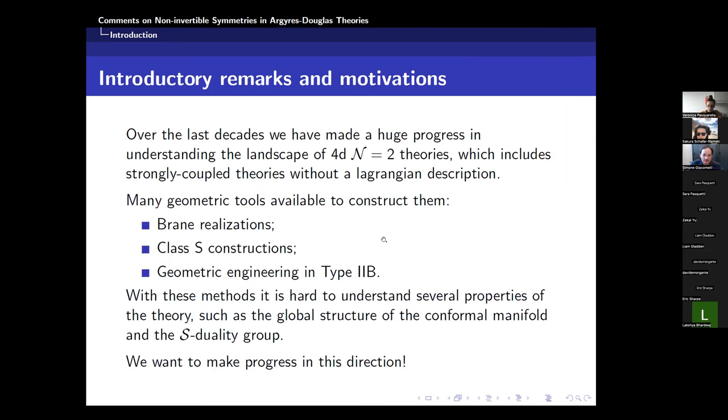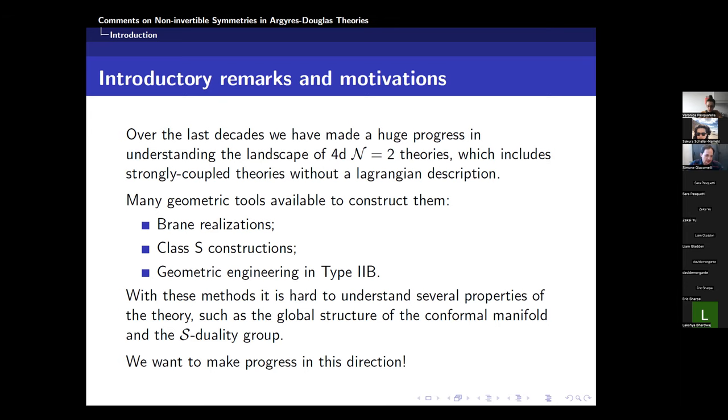Well, we have several geometric tools available at our disposal, from which we can extract a lot of information about the theory. These include brane realizations. We have class S construction with or without irregular punctures. And we have, of course, geometric engineering, especially in type IIB. This is the most developed case.